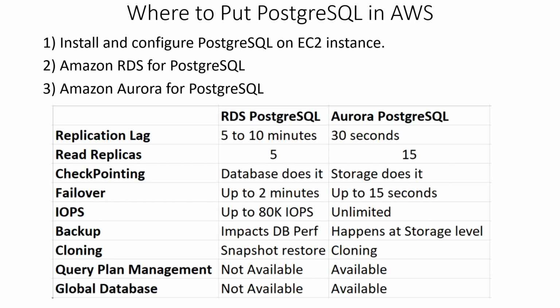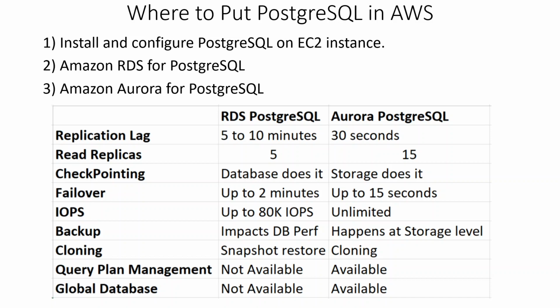Then comes failover. In case of disaster, failover in both RDS and Aurora happens automatically to ensure application continuity. In RDS, the failover time is typically around 2 minutes, but in Aurora, it happens within 30 seconds and it's very fast most of the time.